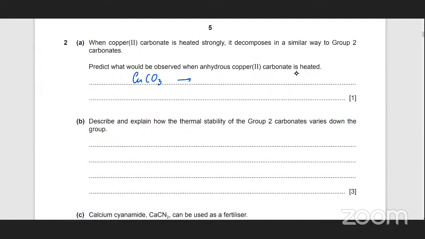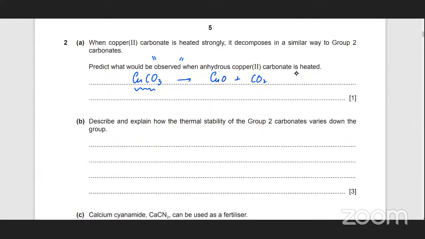Anyone? Sarah? Copper oxide and oxygen. Okay, but he's talking about observation. So what's the observation? What's the color of copper carbonate? Is the observation like a white precipitate, or colorless? First thing, gas, carbon dioxide. You observe a gas. Not effervescence, you won't observe that because it's not happening in water. It's anhydrous, without water, so you won't see bubbles.